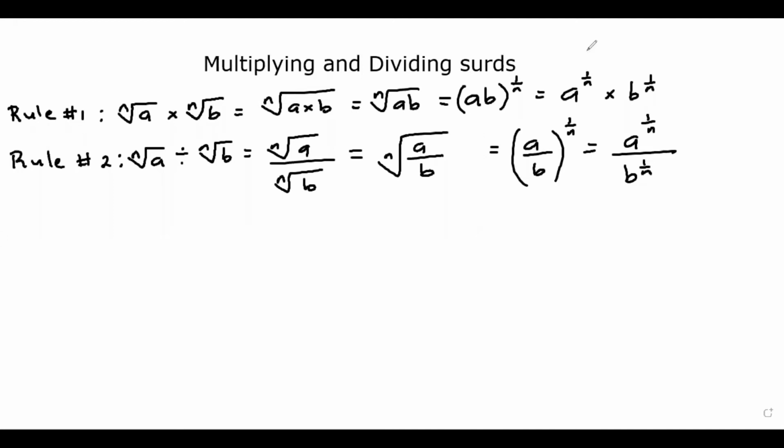Now we'll be doing three things today: multiplying and dividing surds, perfect squares of surds, and conjugate surds. So the first rule of multiplying and dividing surds is that once the orders are the same, you can multiply them under one big square root. The same thing for if you're dividing. If the orders are the same, you can divide them under one big square root.